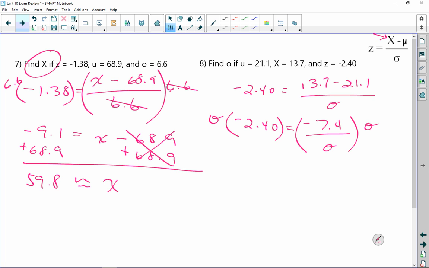Everybody with me so far? Okay, so now those two cancel. Now, I could rewrite this if I wanted to, but I just know my next step is to divide by that. Right? Okay, and then if you want to, you can rewrite it down here.